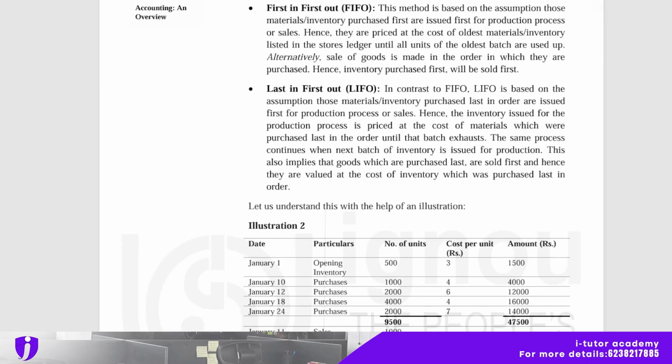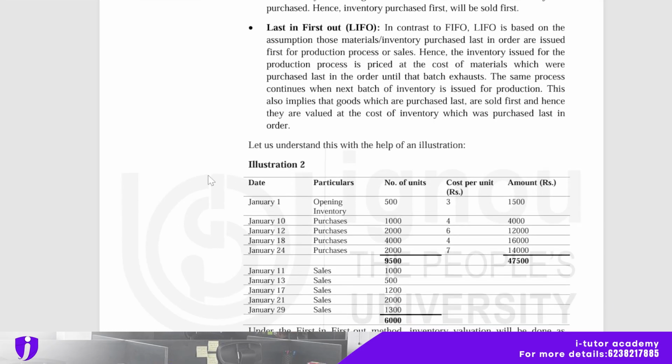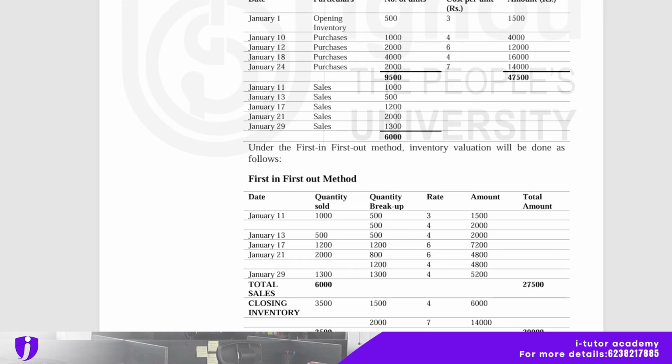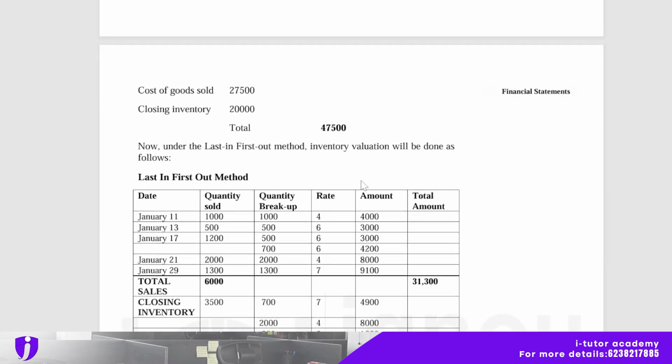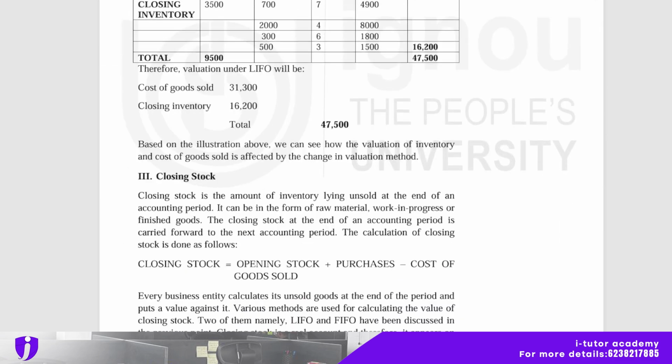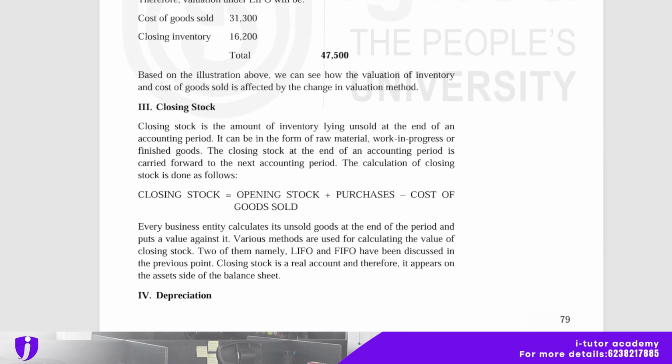And last in first out, LIFO. In contrast to FIFO, LIFO is based on the assumption that material or inventory purchased last is issued first for production process or sales. And illustrations are there. Illustration 2, the first in first out method, also has an illustration. So you just go through it, and in case of any doubt you can contact our contact number.